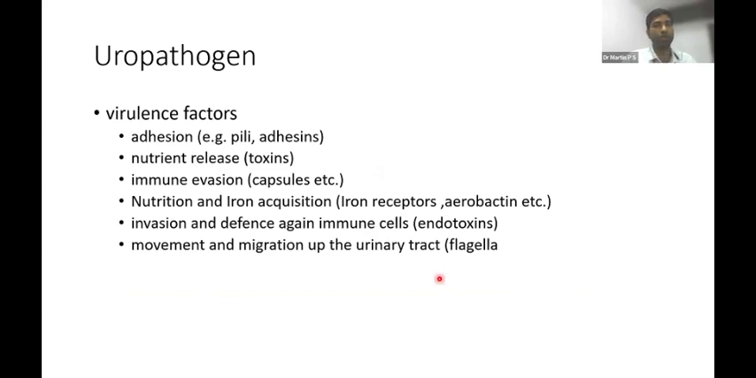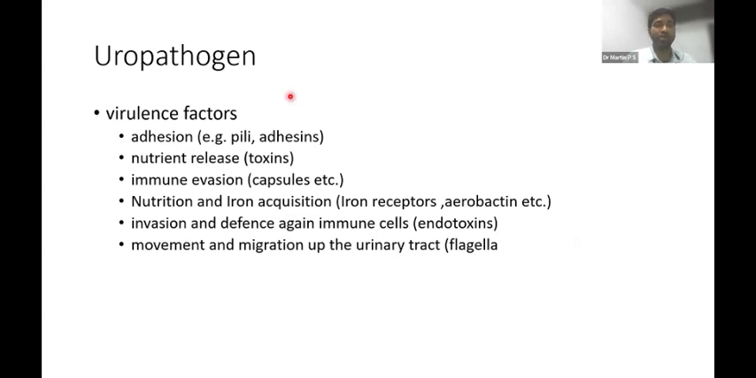That is the immunology of a urinary tract infection. The main thing revolves around the uropathogen, because if the uropathogen is very virulent, then you are in trouble. Many of the uropathogens, especially our Klebsiella and E. coli, have a variety of virulence factors. These virulence factors are used for adhesion, nutrient release, immune evasion from the host immune system, nutrition and iron acquisition, and evasion of defense against immune cells. All these are virulence factors that are expressed by the uropathogens.